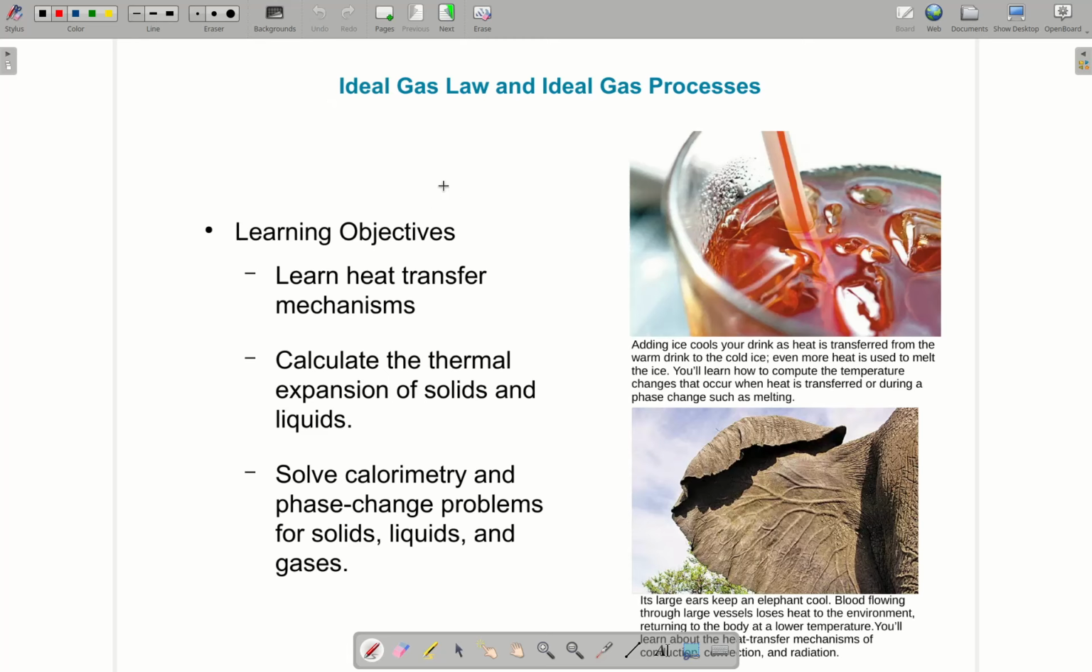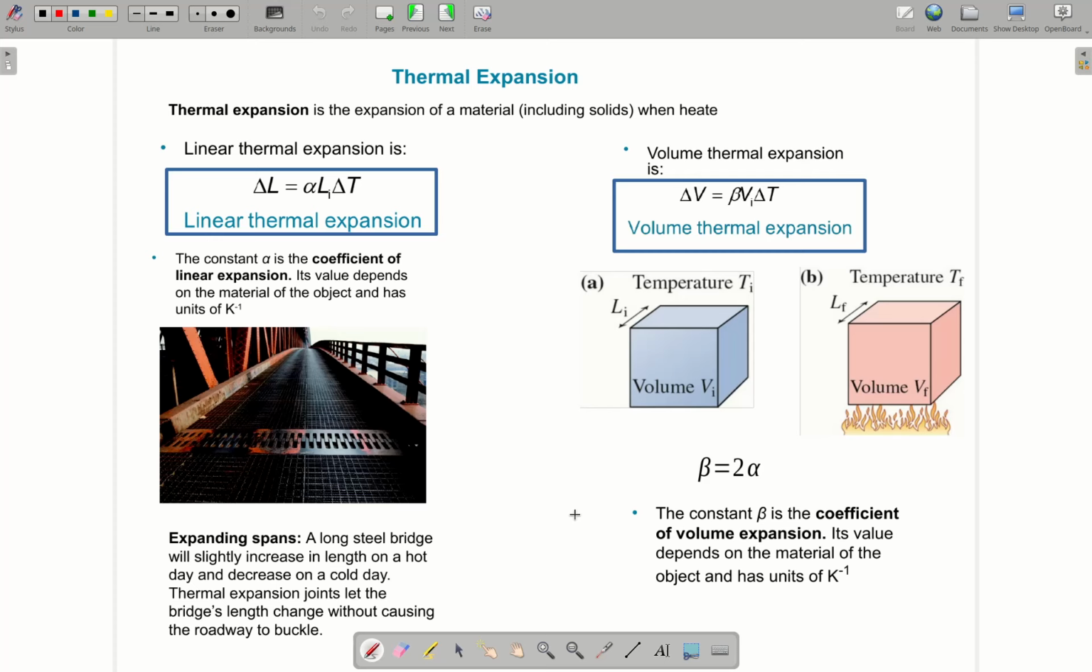Hello, patient people. In this video, I'm going to talk about learning about a heat transfer mechanism and heat transfer, calculating thermal expansion, and solving calorimetry problems. Simply, if one object is given heat to the other, how their temperature changes.